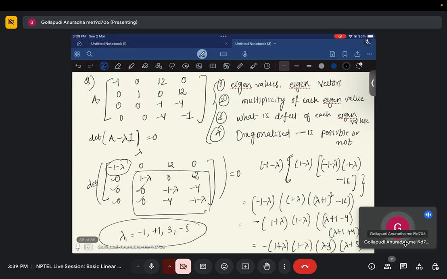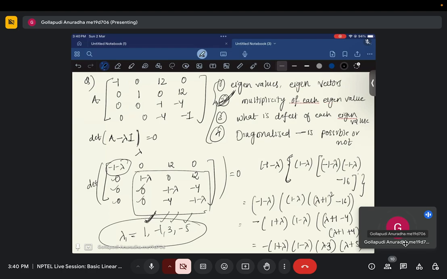Okay, so what is the multiplicity here? 1. Yeah, so multiplicity 1, because everything is unique, right? So only one is there, only this one time it's there. Here it's not repeating, nothing is repeating. So 1 is coming only once, minus 1 is coming only once, 3 is coming once, and minus 5 is coming once. So for all the eigenvalues, the multiplicity is going to be 1. Okay, so this is the answer.